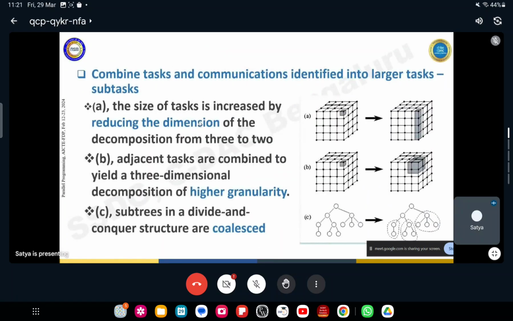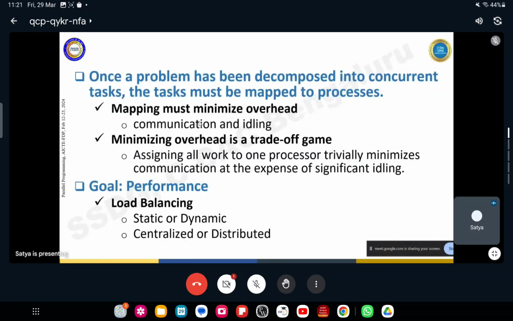Agglomerative clustering: I already discussed clustering, and agglomerative clustering you have to do. Finally, once a problem has been decomposed into concurrent tasks, the tasks must be mapped to processes. Mapping must minimize overhead. Minimizing overhead is a trade-off game. That is load balancing. Ultimately, you are going to get the performance. So this is the strategy you have to apply.